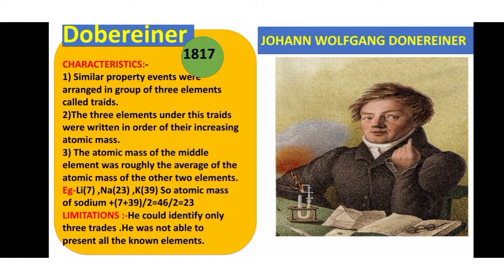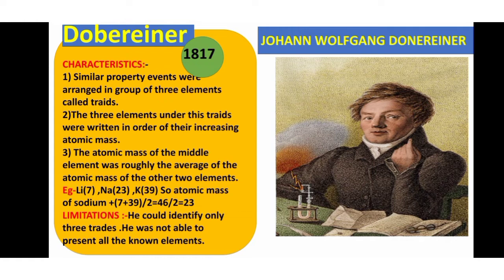So let us see. 7 is the atomic mass of lithium, 39 of potassium. If you add them together and divide by 2, the answer is 23, and he is correct because the atomic mass of sodium is 23. So he was correct. But then why did this classification fail?